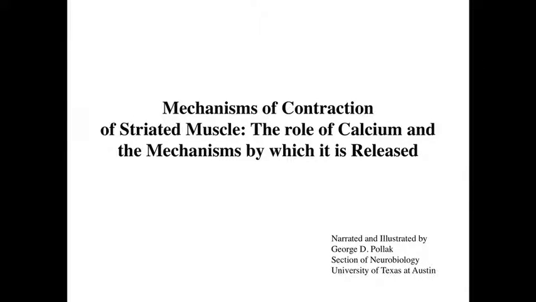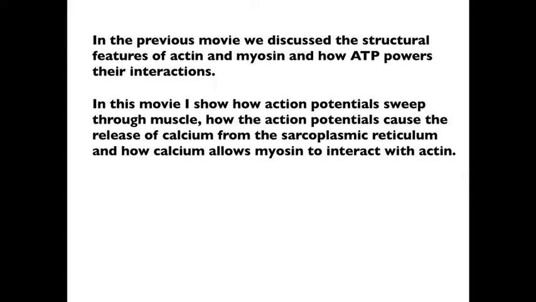In this movie, we look at the mechanisms of contraction of striated muscle, the role of calcium, and the mechanisms by which it is released. In the previous movie, we discussed the structural features of actin and myosin and how ATP powers those interactions. In this movie, I show how action potentials sweep through the muscle, how the action potentials cause the release of calcium from the sarcoplasmic reticulum, and how calcium allows myosin to interact with actin.